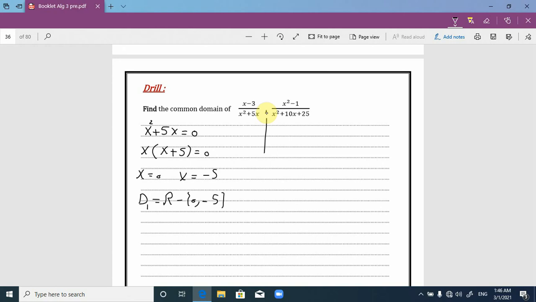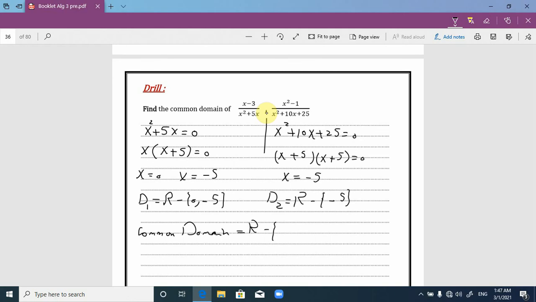The second fraction, taking the denominator x power 2 plus 10x plus 25 equals 0. Factorize this expression into two brackets, x and x, 5 and 5, positive and positive. Every bracket equals 0, so x equals negative 5, the additive inverse of 5. So d2 equals R minus {negative 5}. So the common domain of these two fractions is R minus {0, negative 5}.